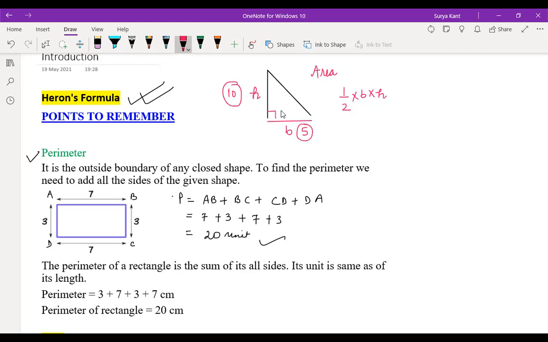Udbhav and Satvik, what is the area of triangle ABC? Tell me both of you. What is the area of triangle ABC? Both of you can hear me? Satvik and Udbhav. Okay, so half into base is 5, height is 10.